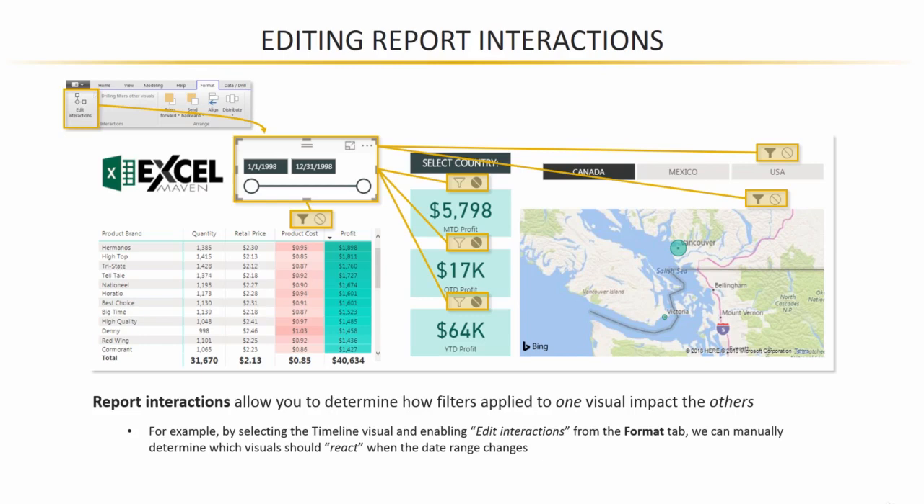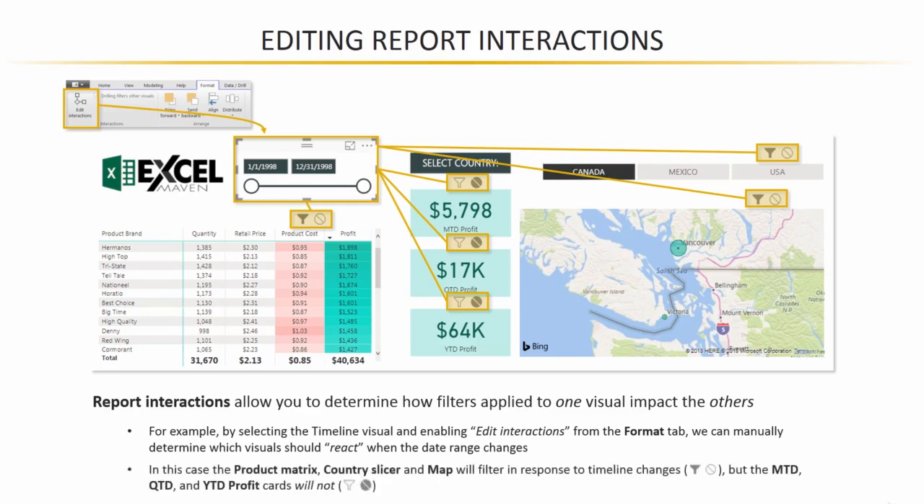And in each case, you'll see a filter icon and a no filter icon. And what these report interactions do is they allow you to determine how filters applied to one visual impact the other visuals. In other words, it determines how you want your visuals to talk to each other. And remember that in most cases, by default, all of the visuals on the page will be configured to react to each other. So as filter context changes with every selection on each visual, the other visuals filter down accordingly. But sometimes you don't want that to be the case.